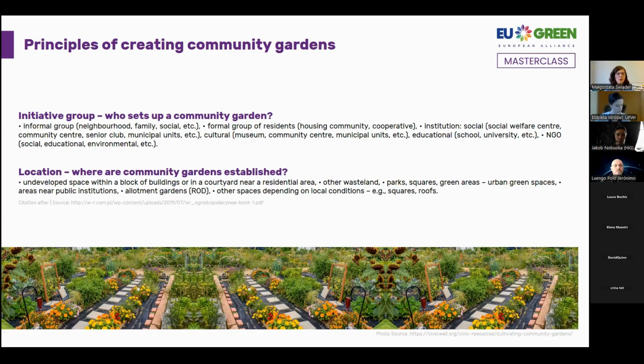Of course, together with the initiative group, we have the localization. It could again be different types of space. Sometimes it could be some kind of park or square on green areas where such community gardens could be established. It could even be an allotment garden. In Poland, we have such areas dedicated to the cultivation of food, for having one's own garden, and on such an area a common space could be established. It could also be some undeveloped spaces within buildings, or even courtyards near residential areas, depending on the level of urbanization and the available free spots for such development. So a community garden could always be created in such places.